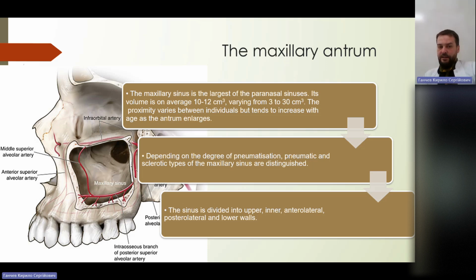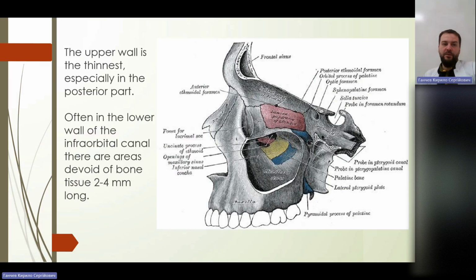It's just anatomy, right? So the upper wall is the thinnest, especially in the posterior part. Often in the lower wall of the infraorbital canal, there are areas devoid of bone tissue, 2 to 4 millimeters long.